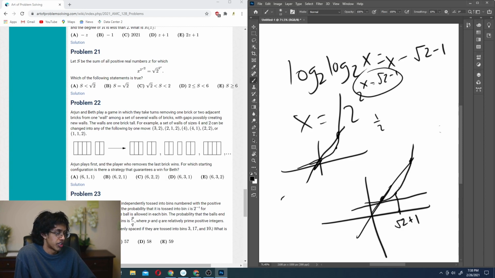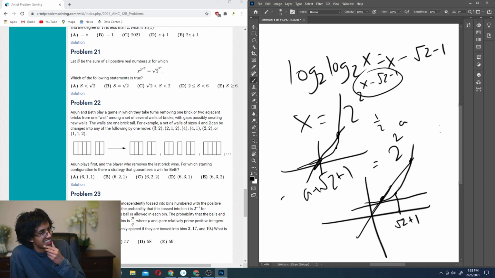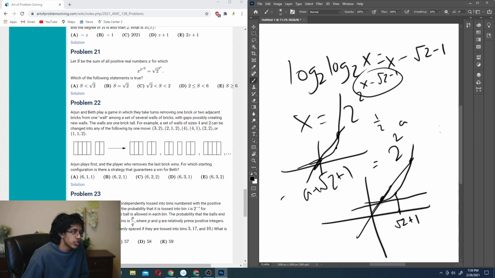So we could say 2 to the 2 to the a, x is equal to a plus root 2 plus 1. Still doesn't help. Well, essentially we know that there's 1 comma 1, so one x is at least 1, and the other x is at least root 2 plus 1. So it is either D or E, but which one is it?